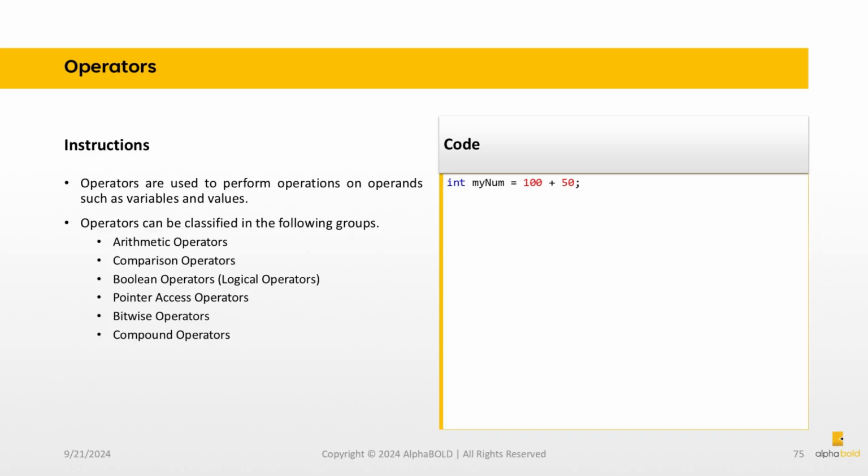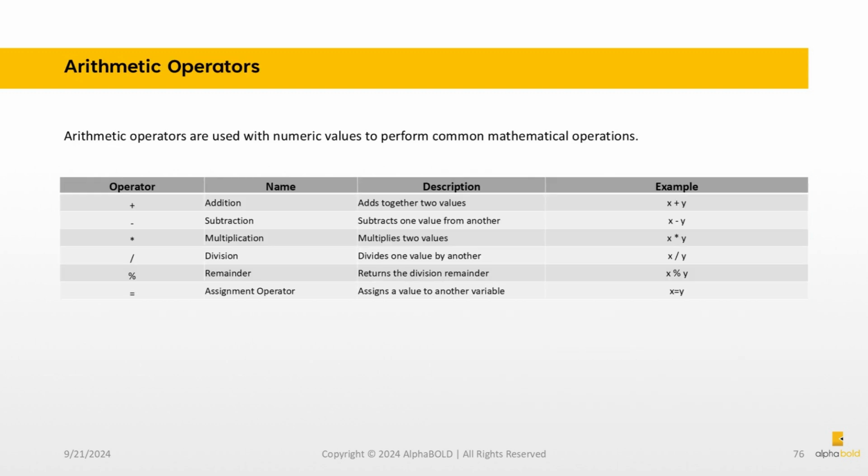Operators are used to perform operations on operands, such as variables and values. Operators can be classified in the following groups: arithmetic operators, comparison operators, Boolean operators, logical operators, pointer access operators, bitwise operators, and compound operators. Arithmetic operators are used with numeric values to perform common mathematical operations.